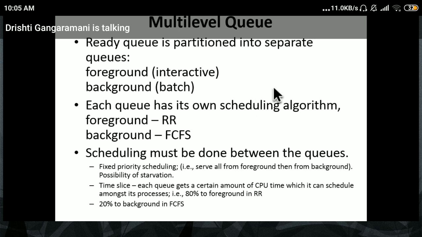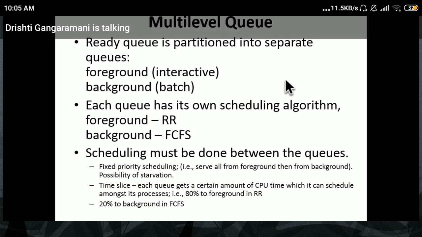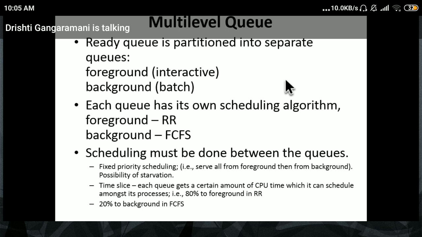Am I audible, students? Am I audible? Okay, if I am audible, it's very good. Okay, fine.